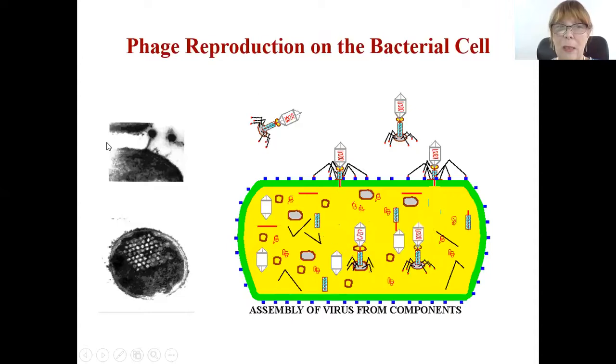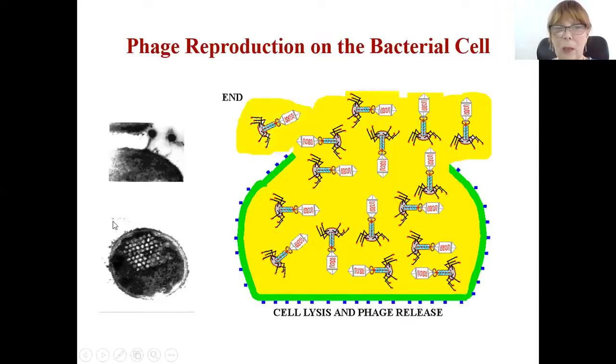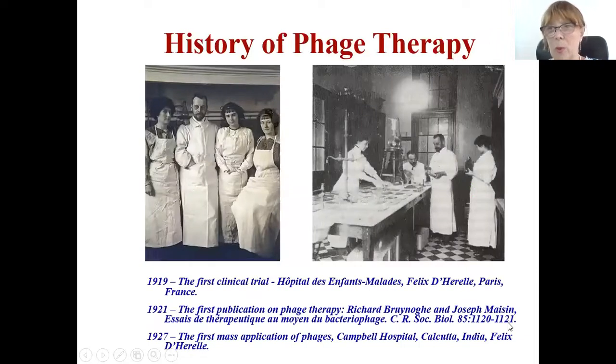So this is an electron microscopic image of the attachment of this first phase, and here you can see the progeny that is already assembled inside the bacterial cell and is ready to lyse the bacteria and to come out and start the process from the beginning.